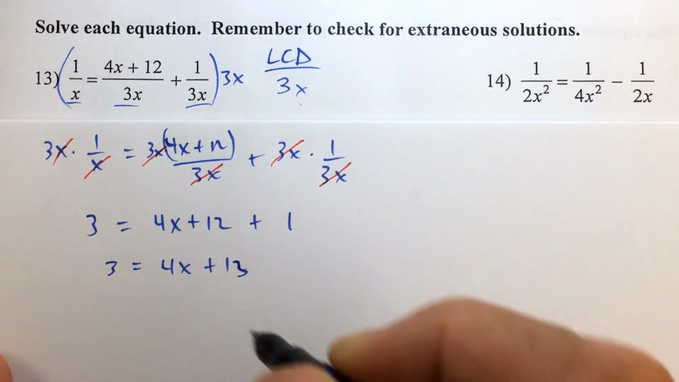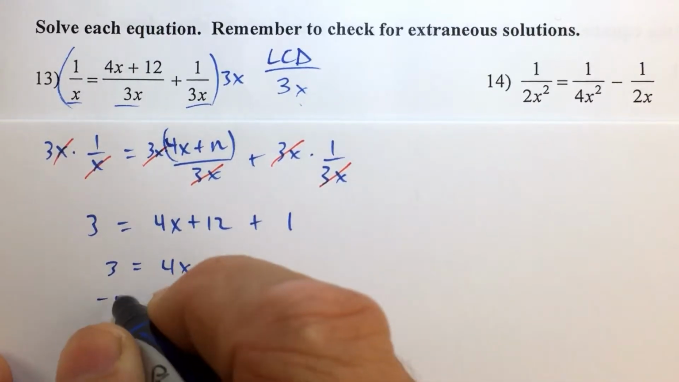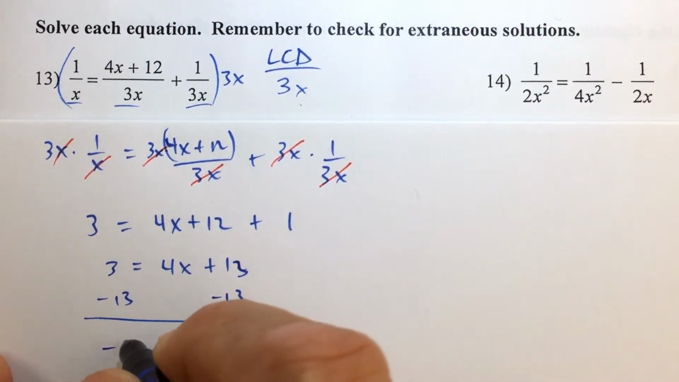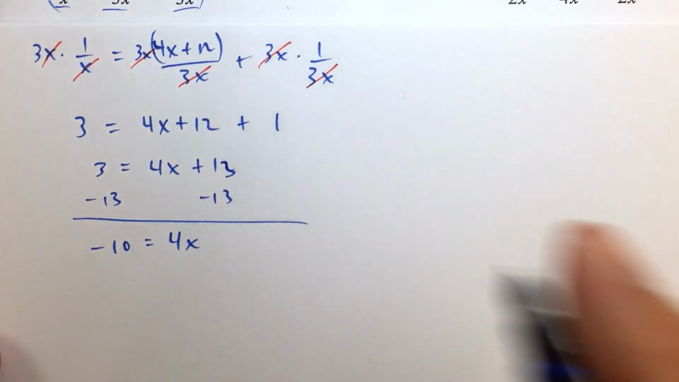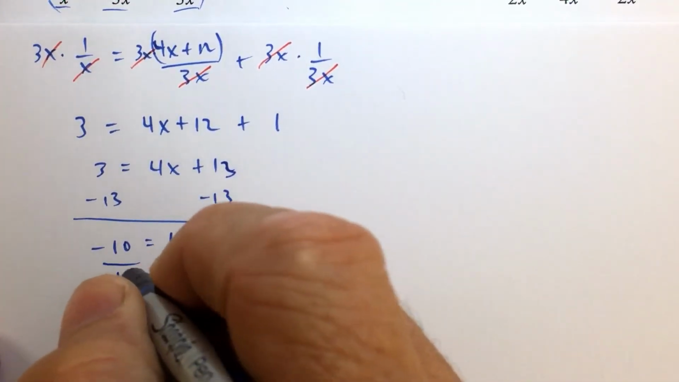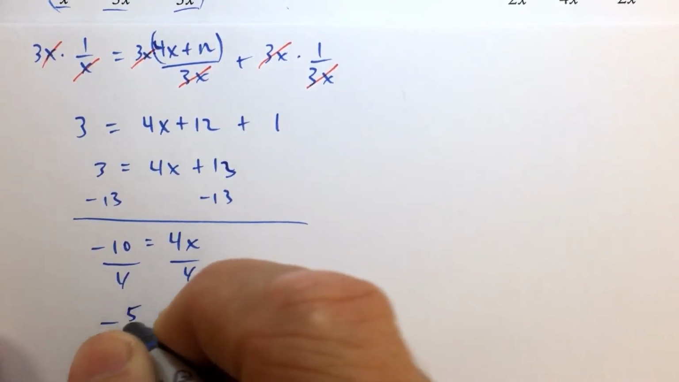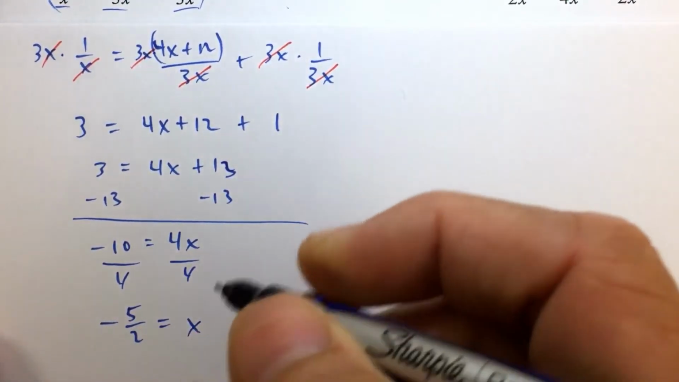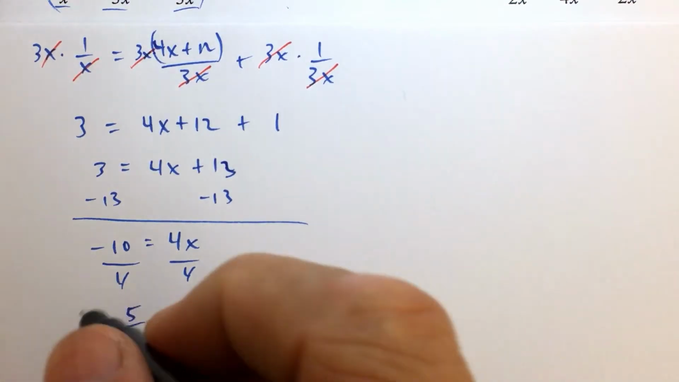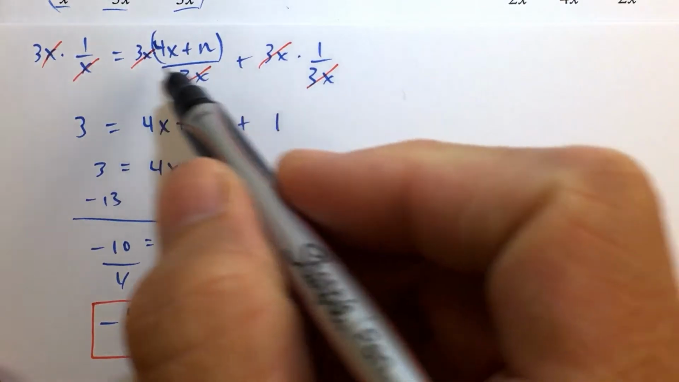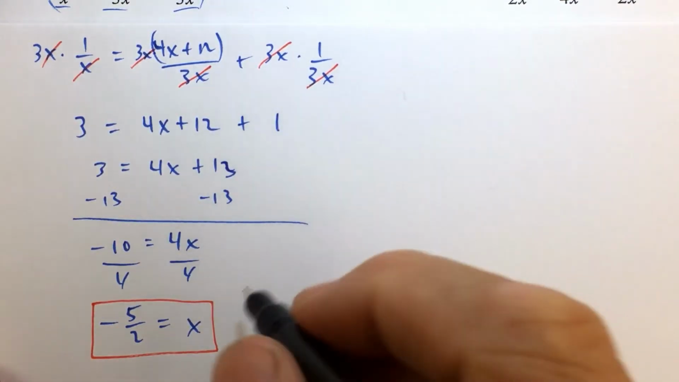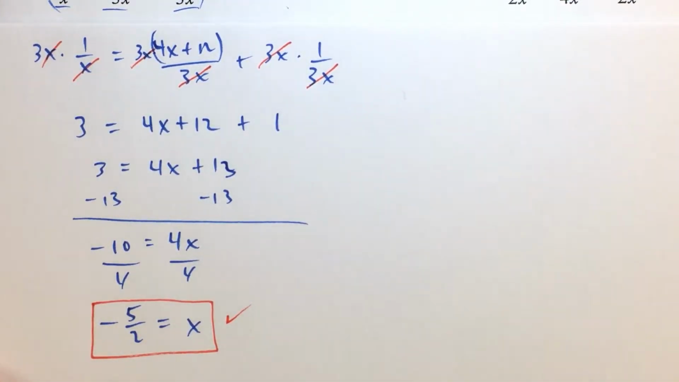And then if we subtract 13 from both sides, we end up getting negative 10 on the left, 4x on the right. And if we divide both sides by 4, we get negative 10 fourths, which is negative 5 halves, is equal to x. Checking this solution in the original equation, it wouldn't make any of the denominators equal to 0, so therefore check, that solution, negative 5 halves, is the only real number that makes the original equation true.